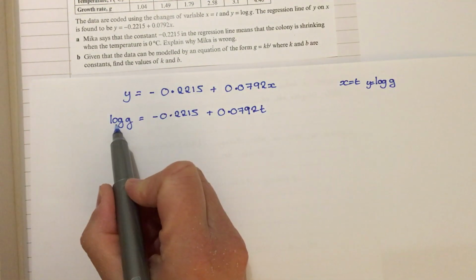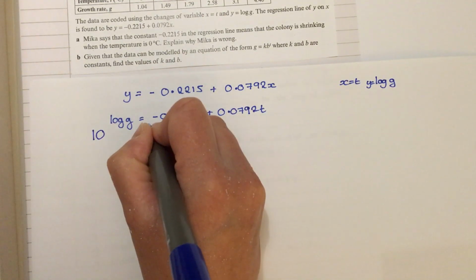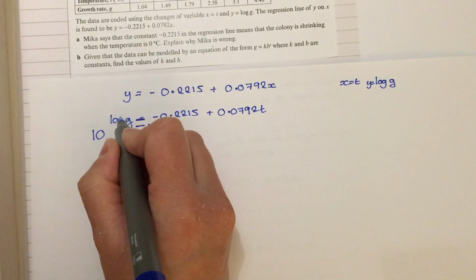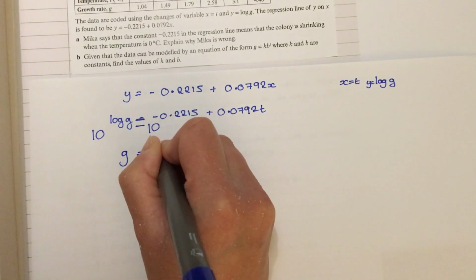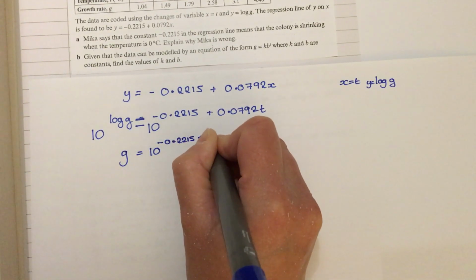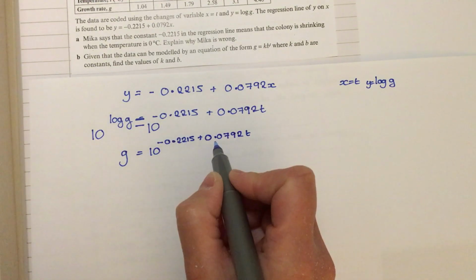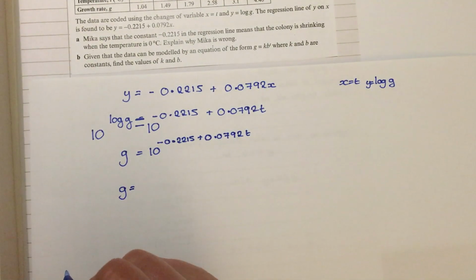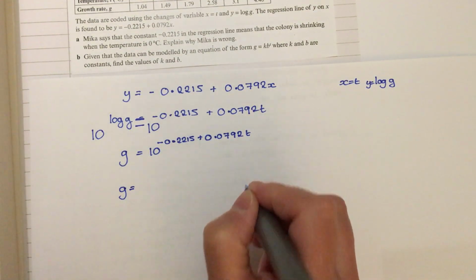So to get rid of the log, we need to write both things as the power of 10, which I'm going to cheat a little bit and just put down there. So if I make that big equals, I've written them both as the power of 10. Those two will cancel out and leave me with g. And on this side, I've got 10 to the negative 0.2215 plus 0.0792t. So this is all the same power of 10. Everything that you do from here is just your GCSE indices laws. So you know from GCSE indices, if you add the powers, what you're actually doing is timesing the numbers.